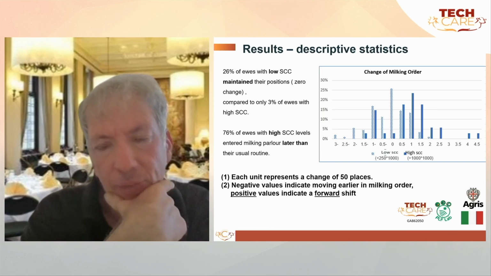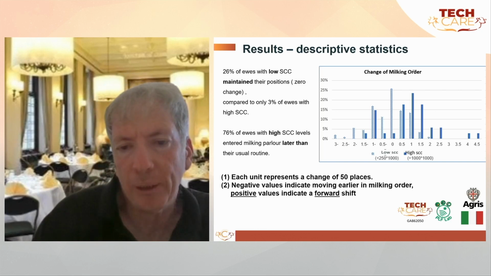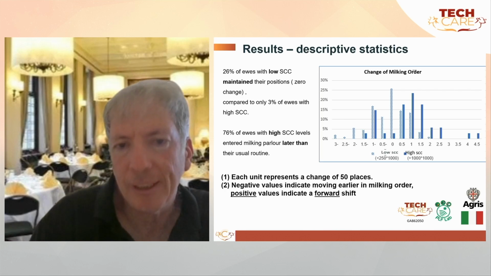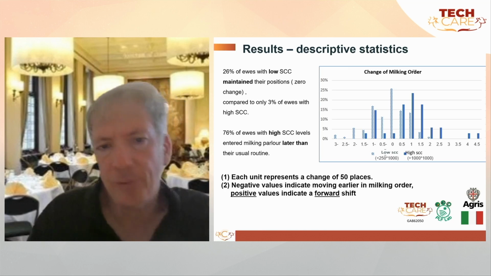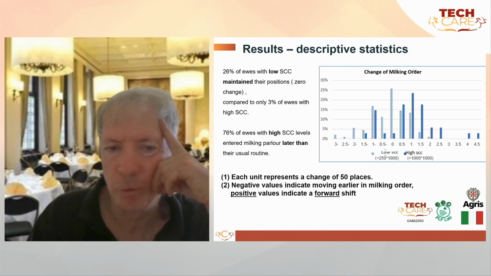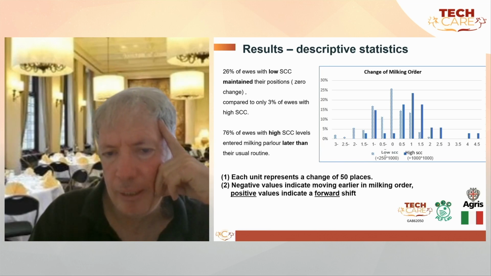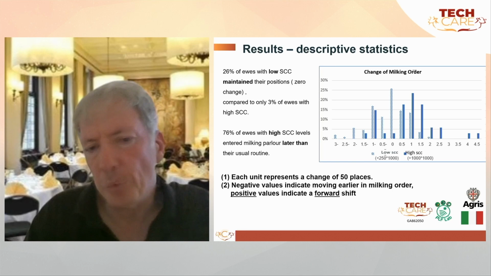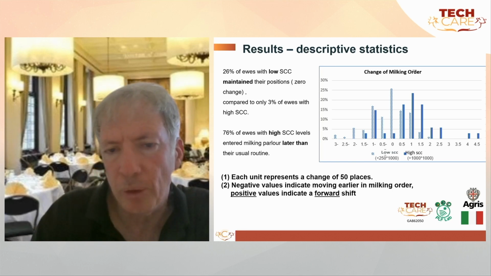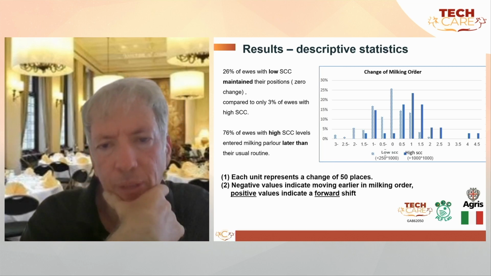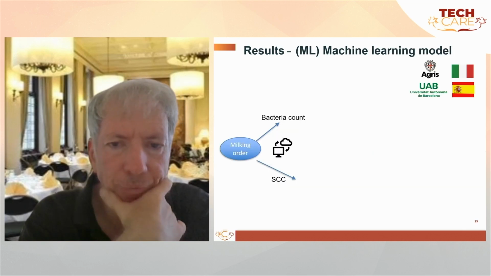And here you can see the difference between those animals which have low somatic cells and high somatic cells. Only by descriptive statistics you can see that there is a difference, and then we decided to go into the modeling. 76%, and all these numbers I will not repeat because they were presented yesterday by Kati. In general, moving forward and backward according to the hierarchy in the milking order. Let's jump into the modeling itself. Can you go forward, please?